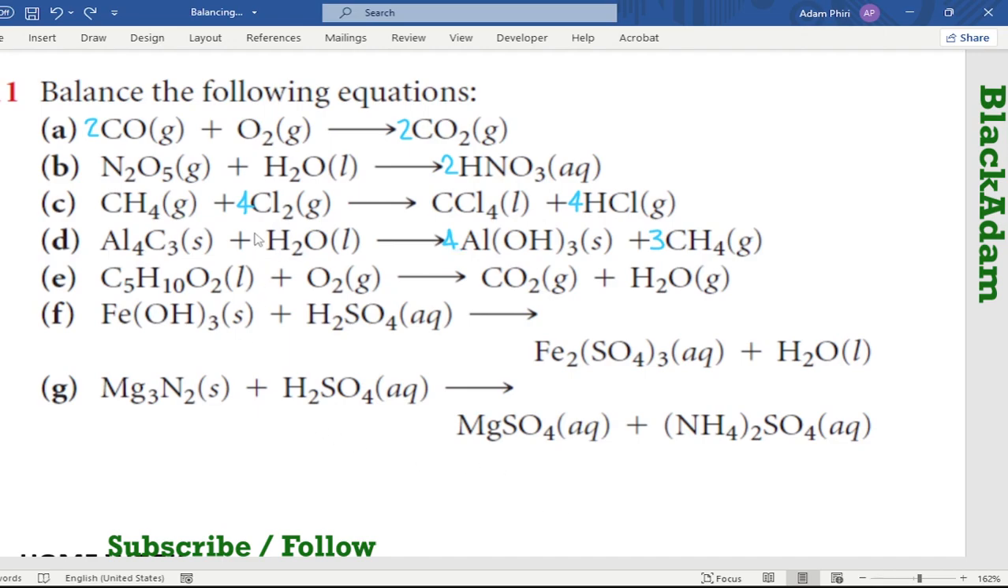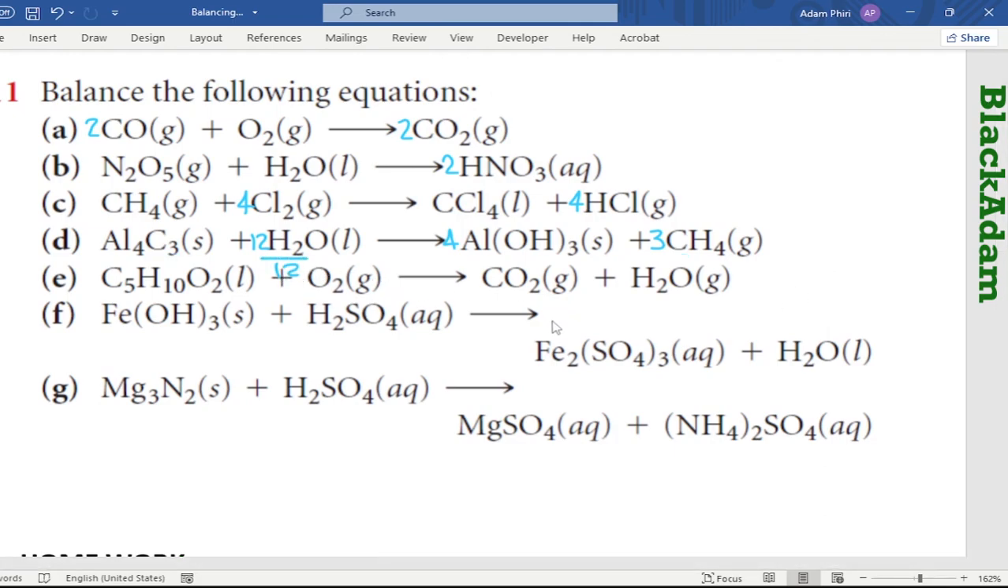What we'll have to do is 24 divided by 2 making it 12. So that means we multiply by 12 on the left side. Okay, so let's check aluminium 4, carbon 3, and then hydrogen, that's 24, and then hydrogen on the other side is 24, 12, so that makes 24.